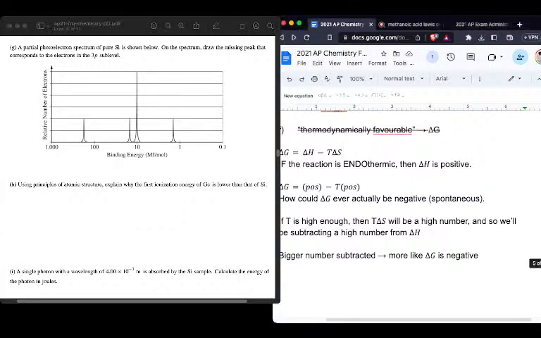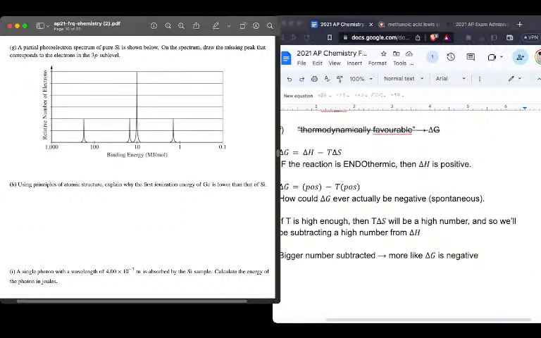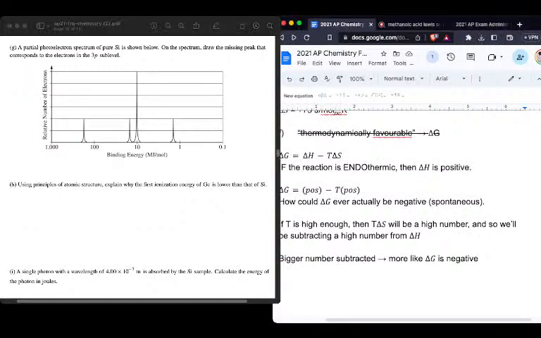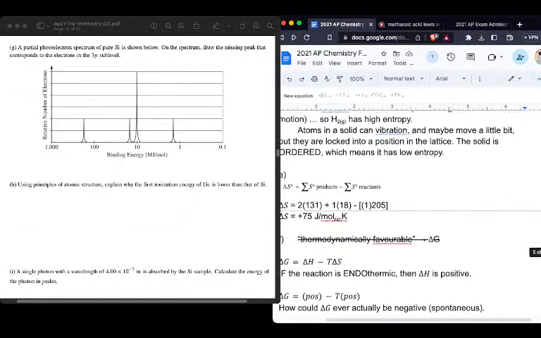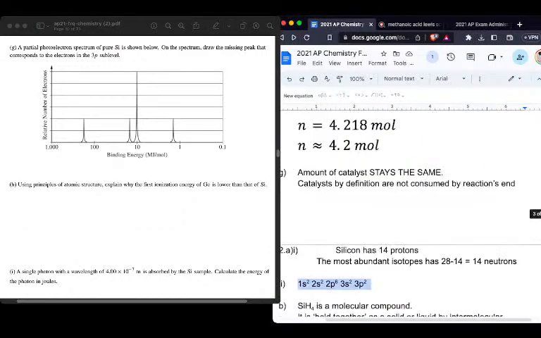All right. Let's do the photoelectron spectrum of pure Si as shown. On the spectrum, draw the missing peak that corresponds to the 3p sublevel. I was going to say, I didn't think this was enough, right? On this photoelectron spectrum, it basically goes from left to right in terms of the electron configuration that we talked about before. You got 1s2, that's this first peak here. It's 2 high because there's 2 electrons in it.